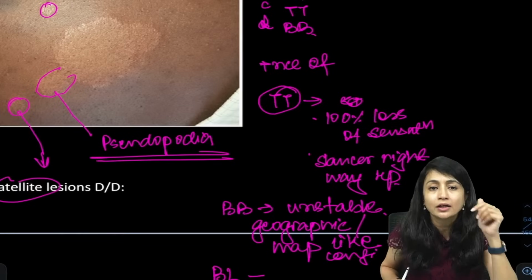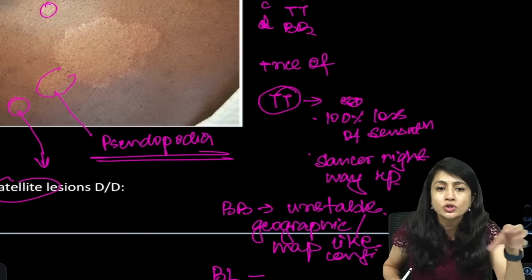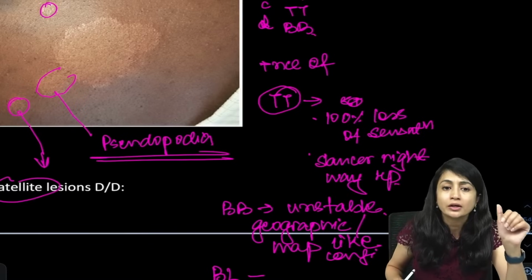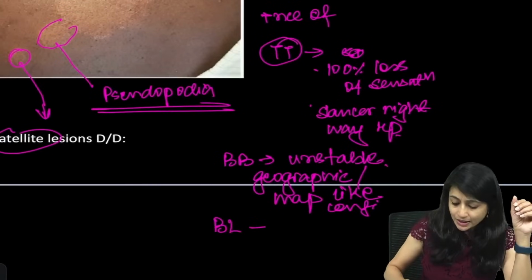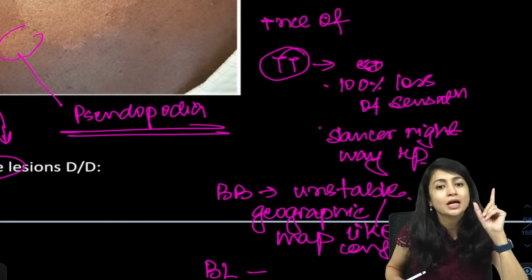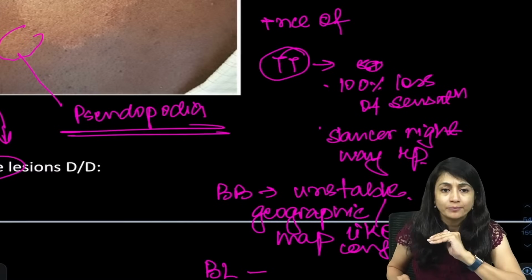In TT, the number of lesions will be very few, and there will be 100% loss of sensation with loss of hair, loss of sweat glands, so a very dry lesion. The appearance is called saucer right way up. The next is BT. In BT, I already told you, you have pseudopodia and satellite lesions. The number of lesions is 1 to 10.